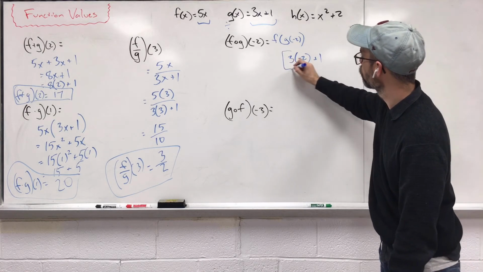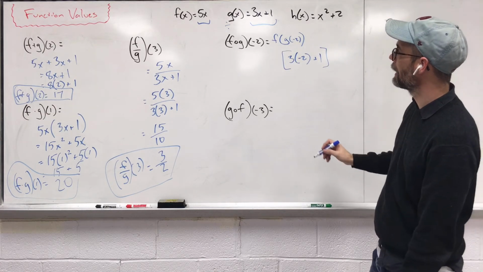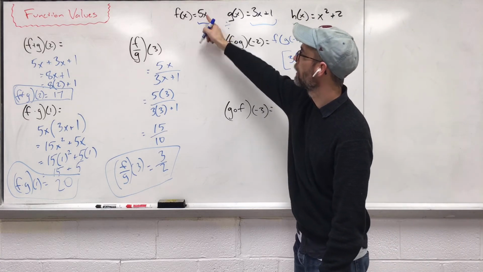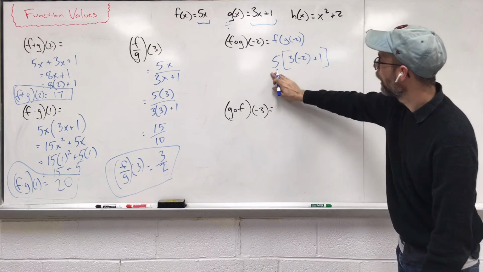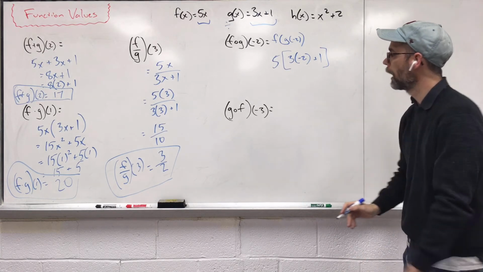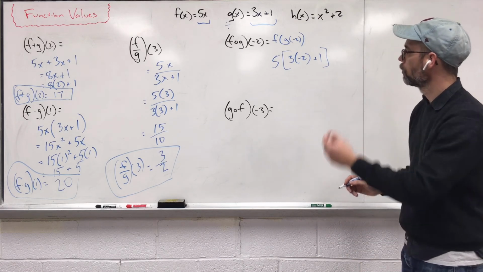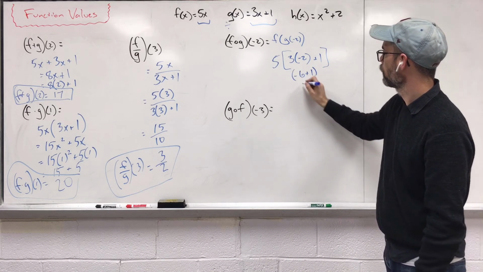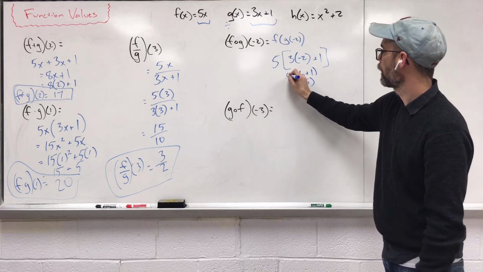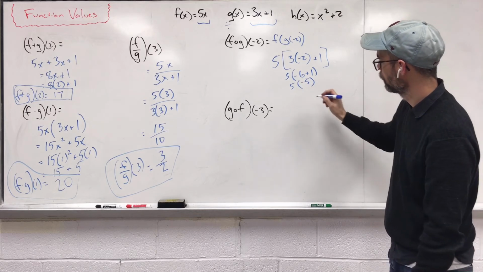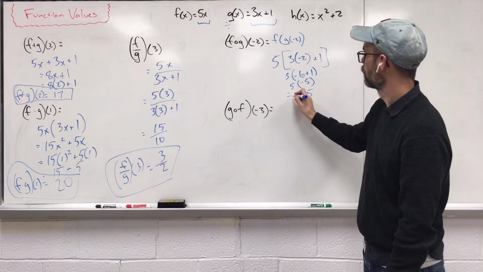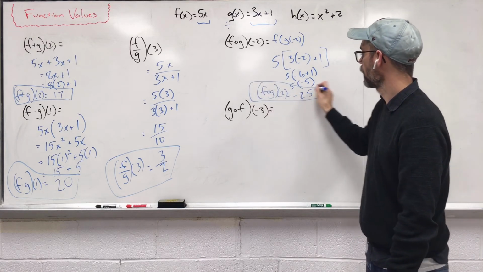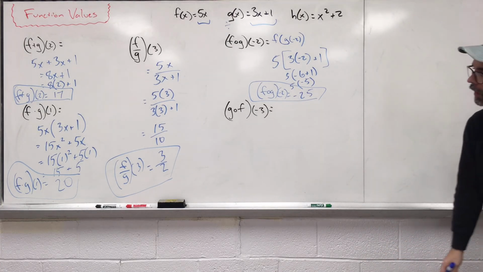Now this whole group has to go inside the f. The only place it can go in is right there. So it's like 5 times x, that big group. Now let's just do our algebra here. Negative 6 plus 1, giving us negative 5. Bring down that 5. 5 times that, negative 25. So when I plug negative 2 into that composite, I get negative 25.